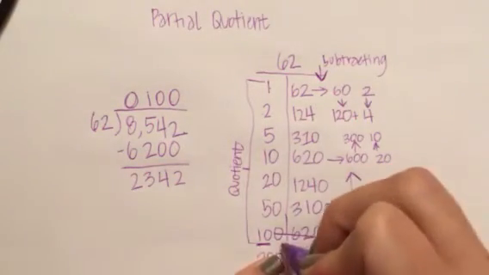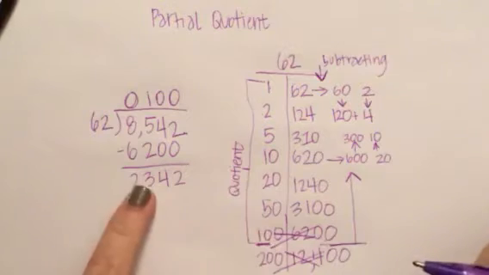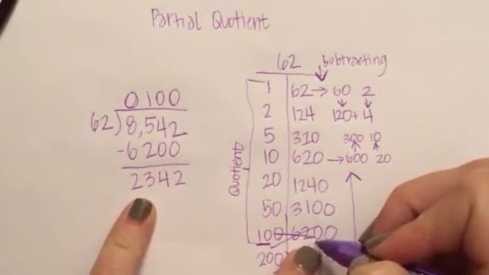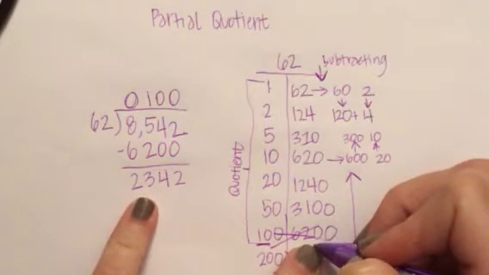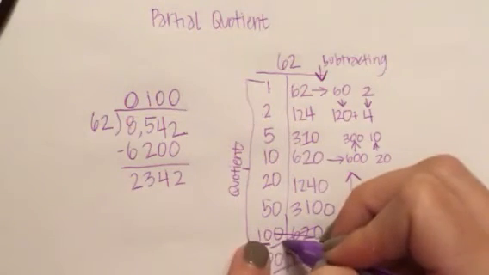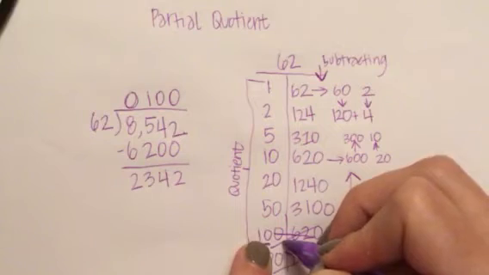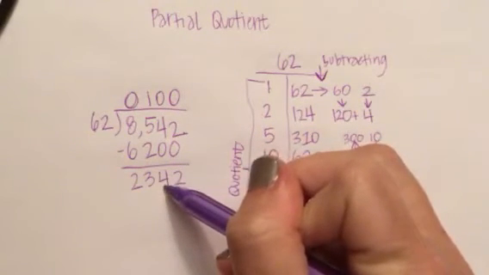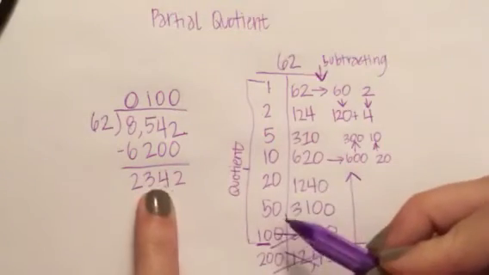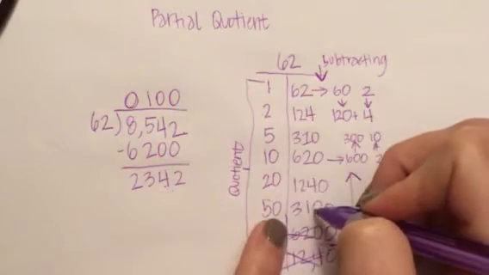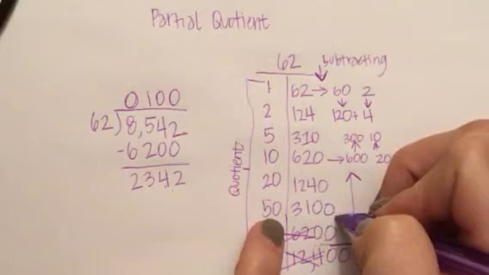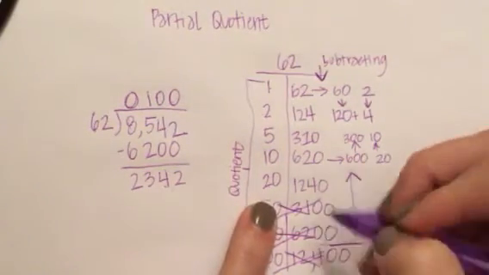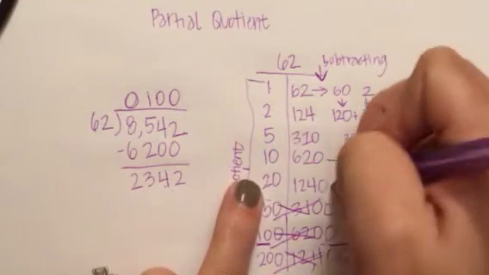This number, 6,200, is now too big. It's bigger than what's left. I can't use it again. If it were not bigger, you could use it again. You can take out as many sets of 100 as is possible and allowed by what's being divided. But in this case, it's too big. I can't use it. So I'm going to skip up to 50. 3,100 is also too big. I can't use it. So I'm going to keep going up the ladder.